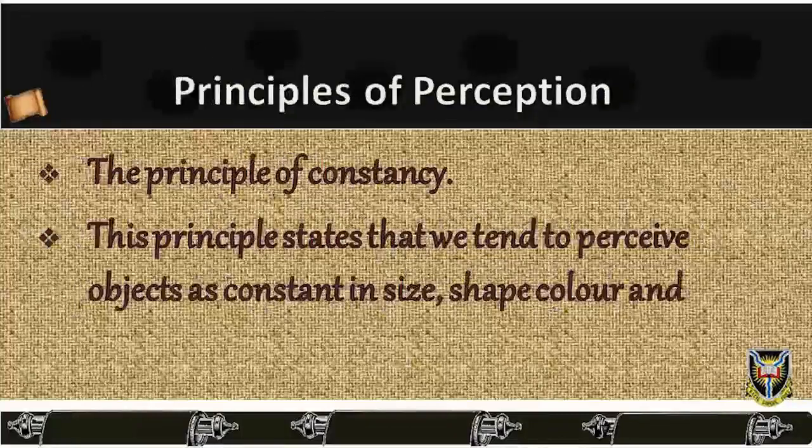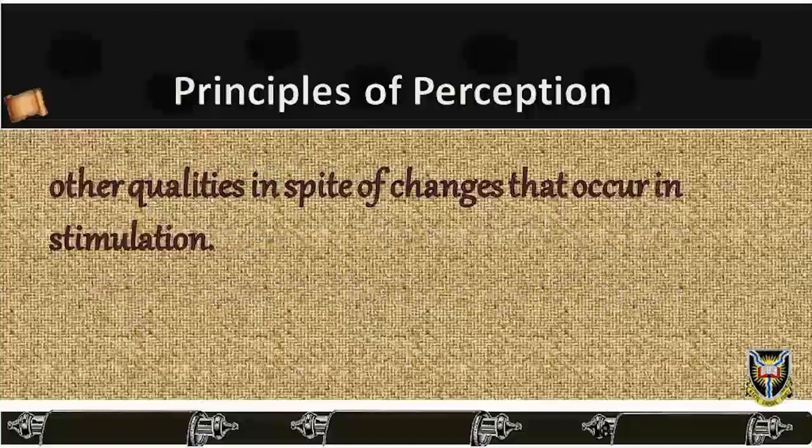Another principle is the principle of constancy. The principle states that we tend to perceive objects as constant in size, shape, color, and other qualities in spite of changes that occur in stimulation. For example, an orange will be perceived to have its characteristic color under different kinds of light.